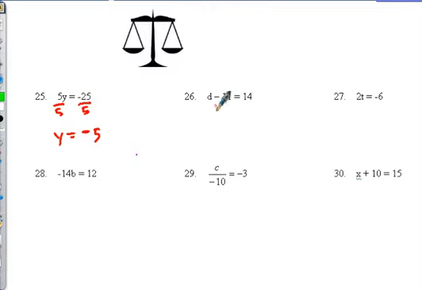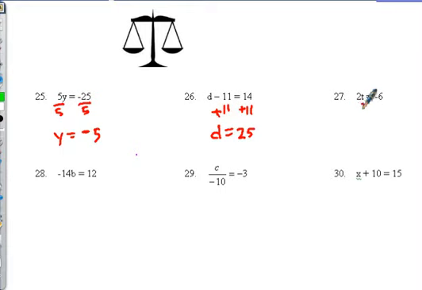Number 26, I have D minus 11 on this side. If I add 11, then I'll have just D. But if I do it to one side, I gotta do it to the other side. So I add 11 on the other side, and I end up with D equals 25.